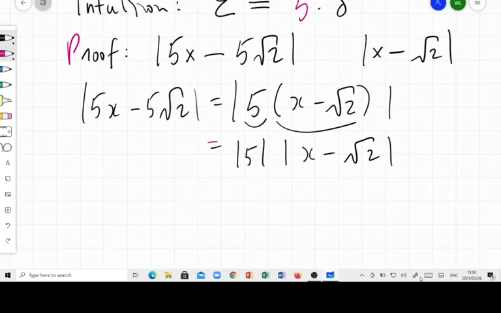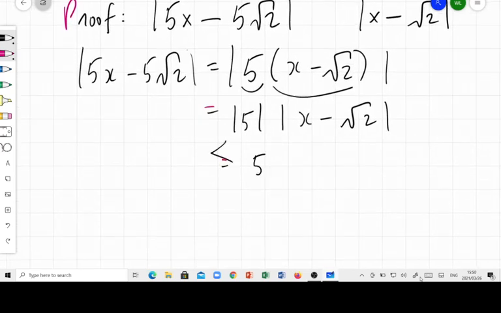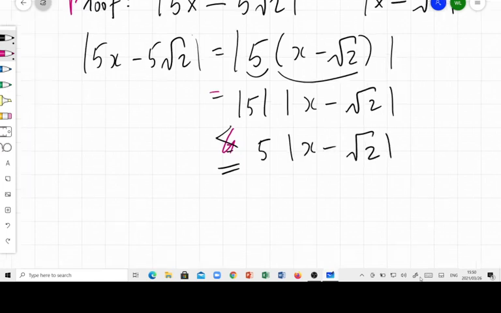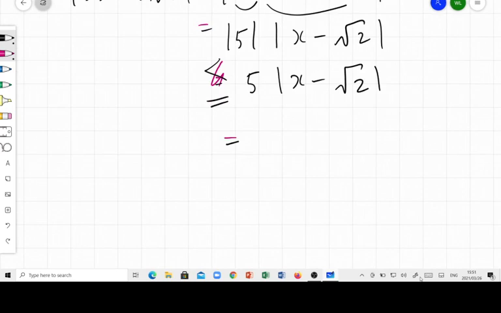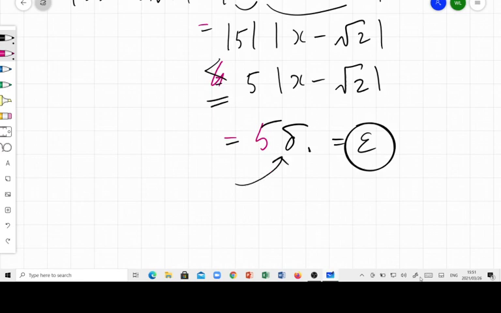And so this is nothing but 5. The absolute value of 5 is just 5 times the absolute value of x minus square root of 2. But notice that the most that x minus square root of 2 can ever get is delta. So this will give me 5 delta. So here we actually have got 5 delta, right? So the error bound epsilon that results from the original deviation bound delta is just 5 times it. So you just magnify the original error of delta.